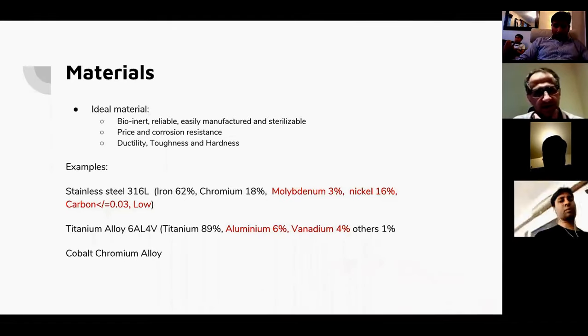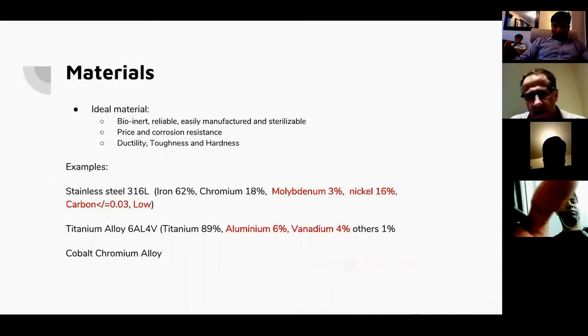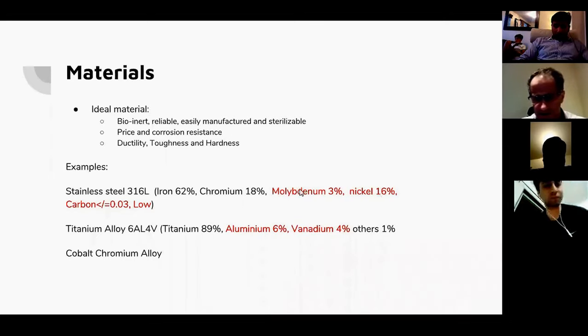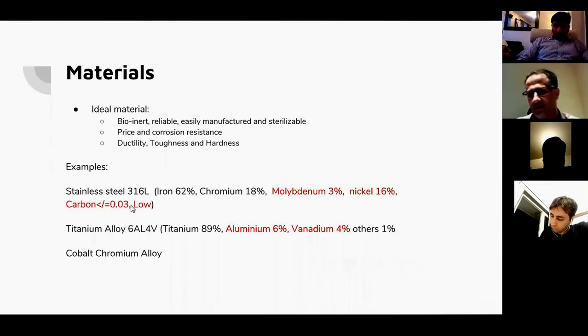Examples of materials we use commonly: stainless steel 316L. The 316, this is quite an important question. They do ask you about this quite frequently. What does the 3 stand for? Molybdenum 3%, nickel 16%. And the L stands for low carbon, which is any stainless steel which has less than 0.03%. Now, this is quite an important concept.